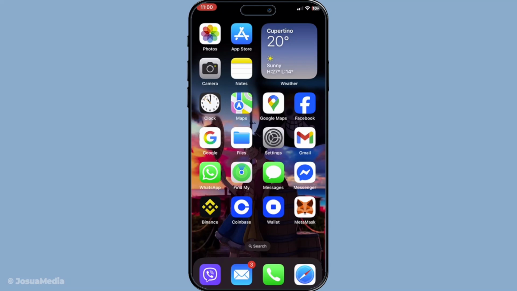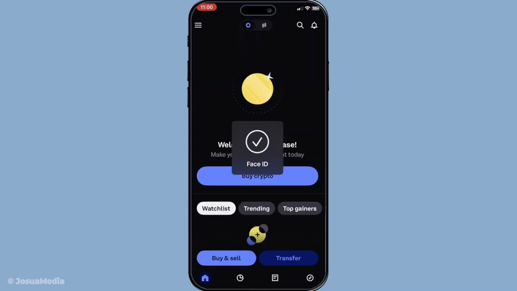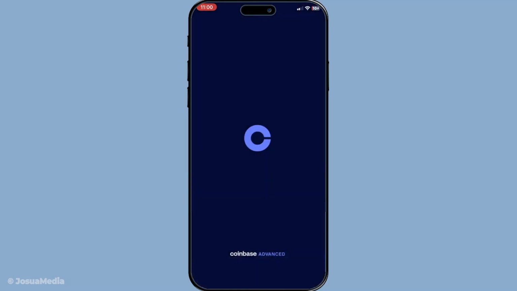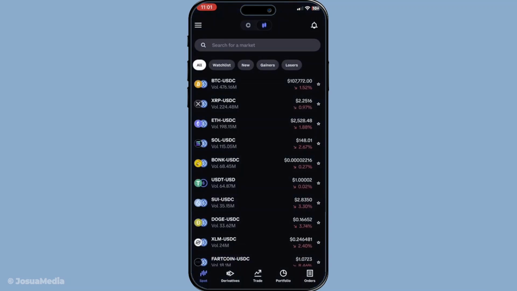First things first, you need to open up the Coinbase app or visit their website. From there, make your way to the Advanced Trade section. This is where all the magic happens, so whether you're accessing this on your phone or computer, make sure you find and tap on that Advanced Trade feature.